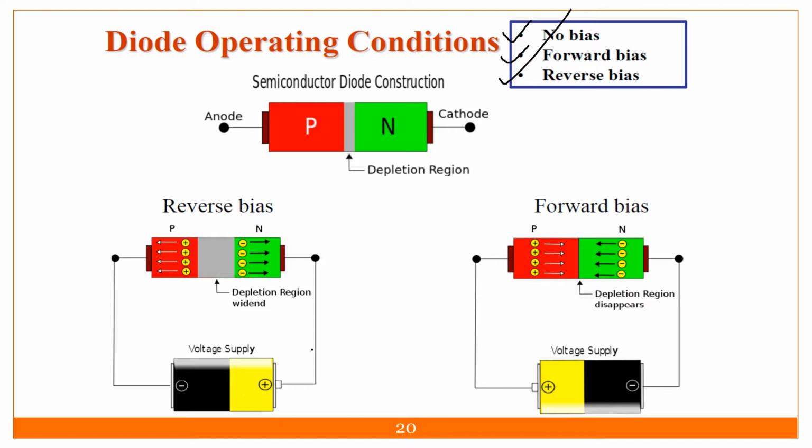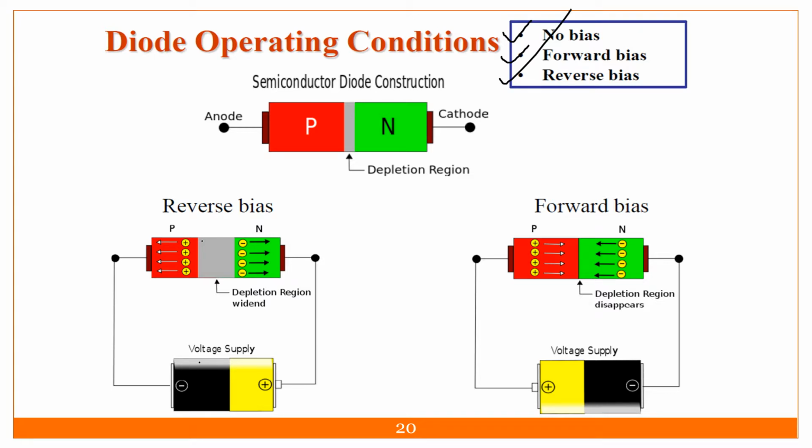If you are connecting the N type, that is the negatively charged side where electrons are, to the positive terminal of the battery, and the negative terminal to the P type, then what will happen? We know that opposite charge carriers attract each other. So the positively charged particles, that is the holes, get attracted by the negative terminal of the battery, and the electrons get attracted toward the positive terminal of the battery.